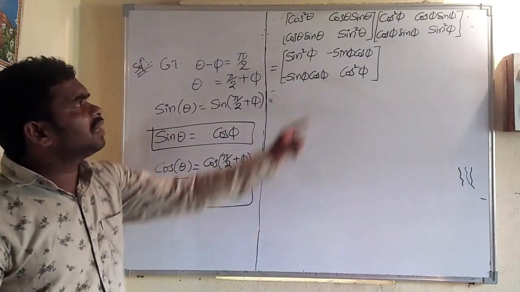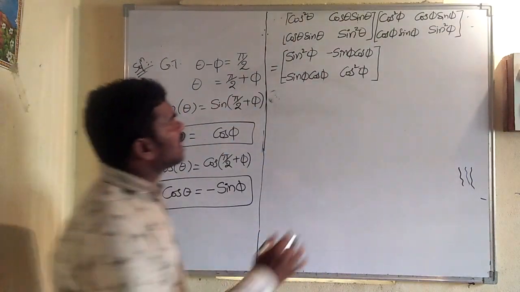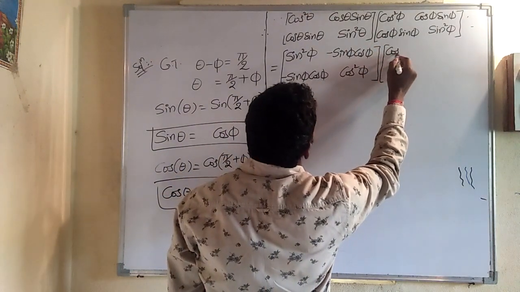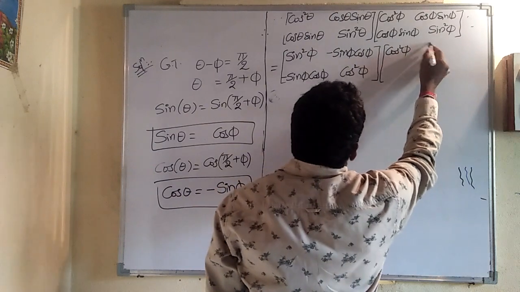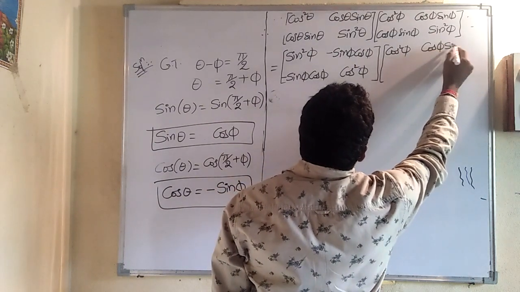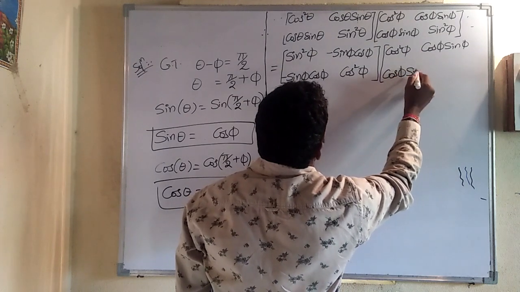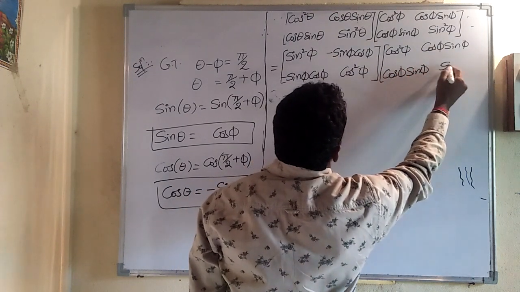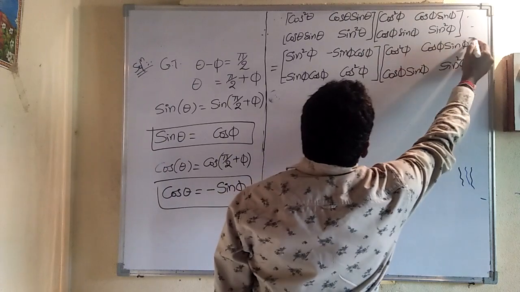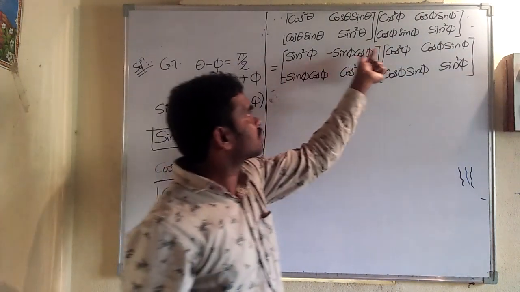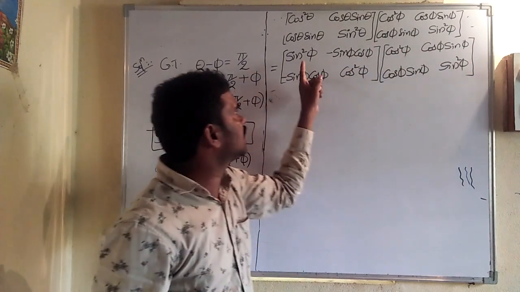That's it. And what about the right side? Write as it is. Cos square phi, write down as it is. Cos phi sin phi, as it is. Next, cos phi sin phi, as it is. Next, sin square phi, as it is. Finish. All are converted into the same angle, that is phi.